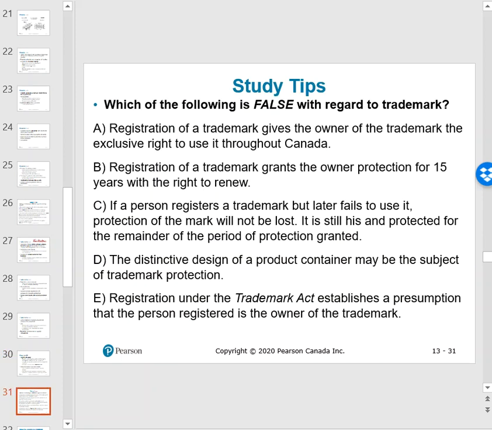All right. So, question to you about trademarks. And I'm sorry, I know we're going a bit long, but there are a lot of details for this chapter, so we have to go a bit longer.